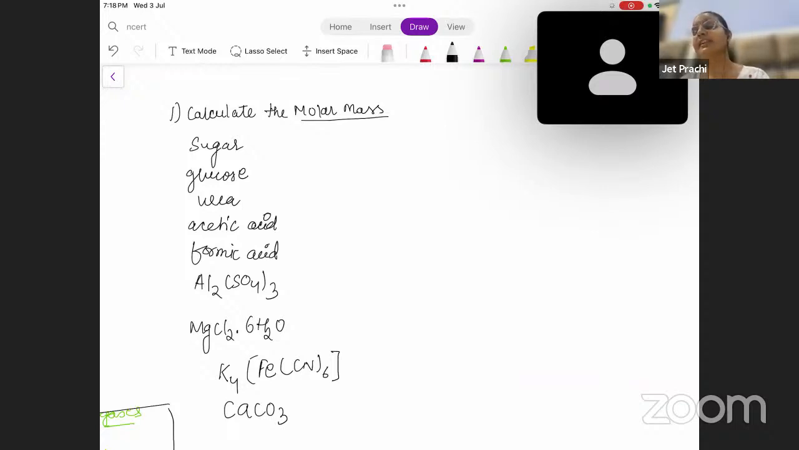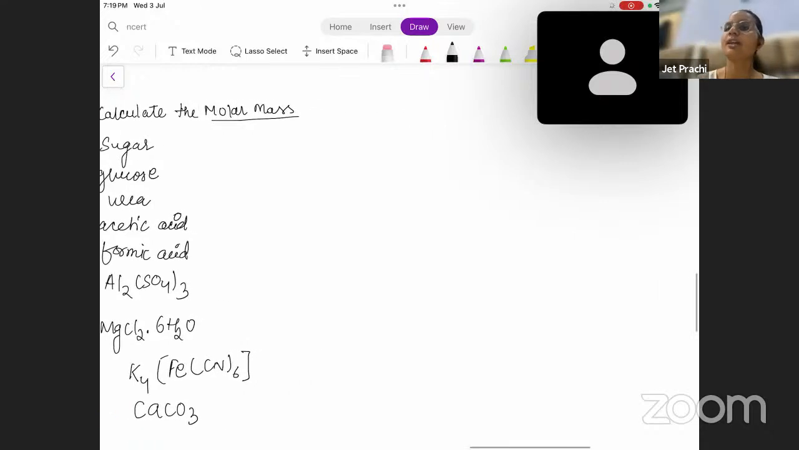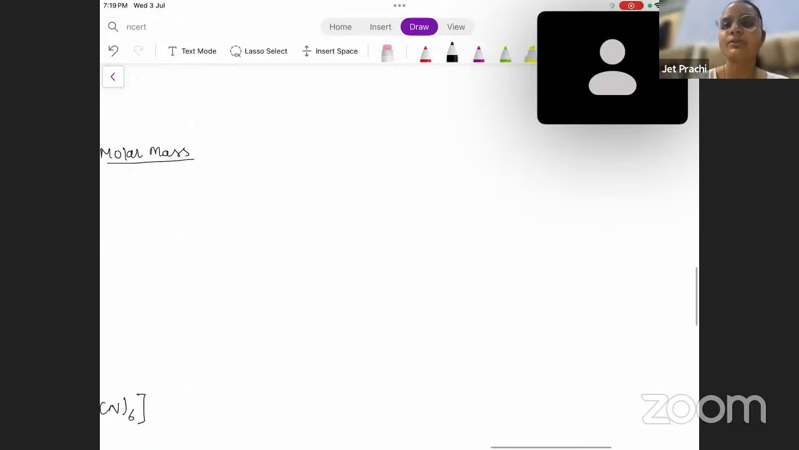And the very important thing for you here is that you should know the difference between sugar and glucose. And here is where the confusion comes. Whenever you are given any numerical, you will find these kinds of numericals in your book also, where sometimes they'll give you glucose, sometimes they'll give you sugar. Both of these compounds are different, so you have to pay attention to that.